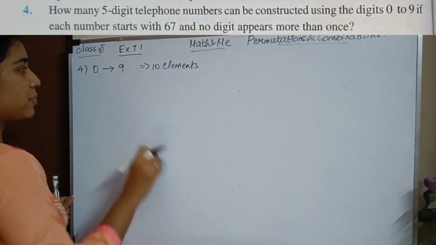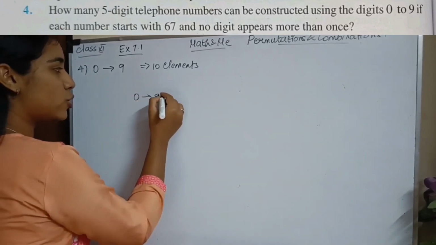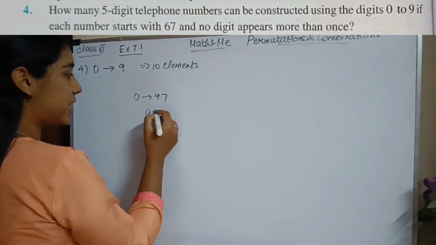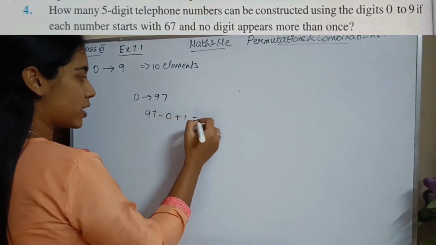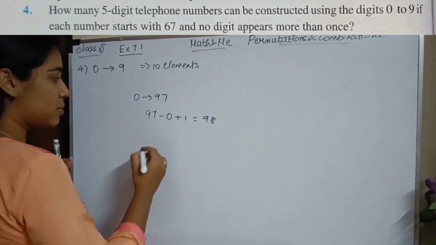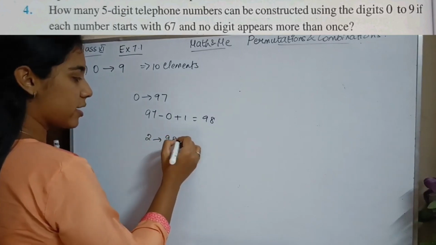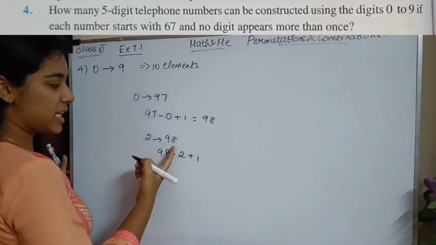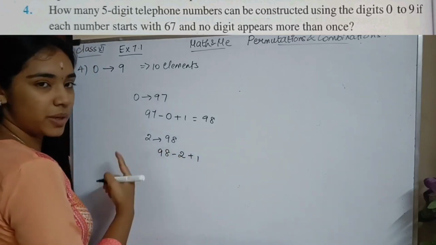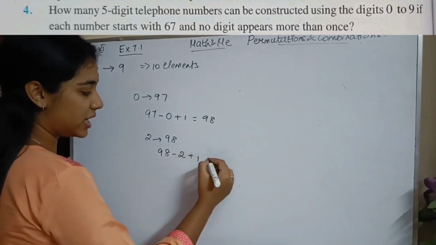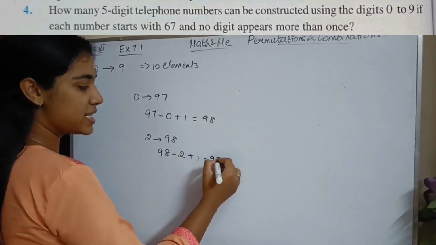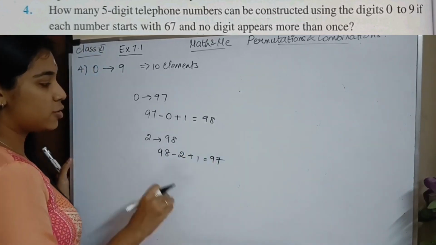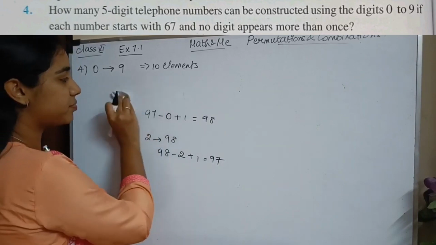So for example, 0 to 97, don't sit and count. So what will you do? 97 minus 0 plus 1. So I'll have 98 elements. Similarly, 2 to 98. So how many elements will you have? 98 minus 2 plus 1. Basically the end number minus the beginning number plus 1. So how many will I have? 96 plus 1. So I'll have 97 elements in total. This is how you find the number of elements you have.